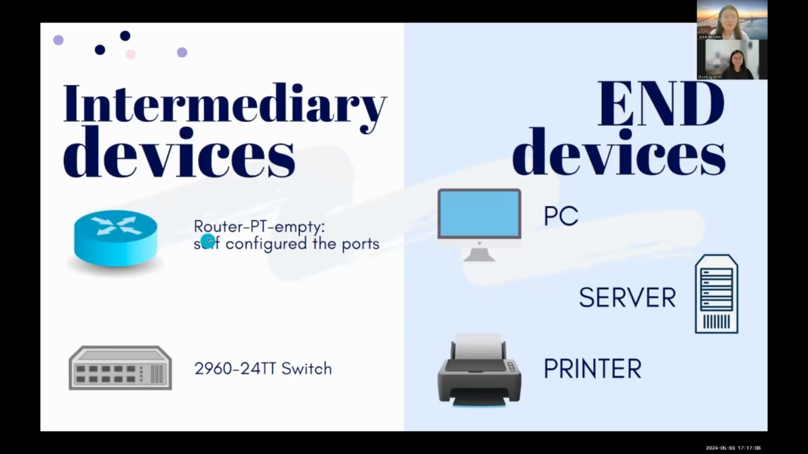In the network topology, we have 4 routers, one in each of the buildings, 15 switches, one in each of the departments, and 3 end devices in each department as well, which are 1 PC, 1 server, and 1 printer.